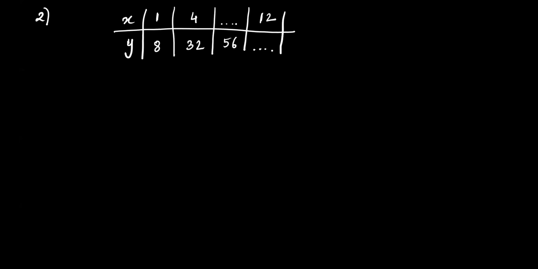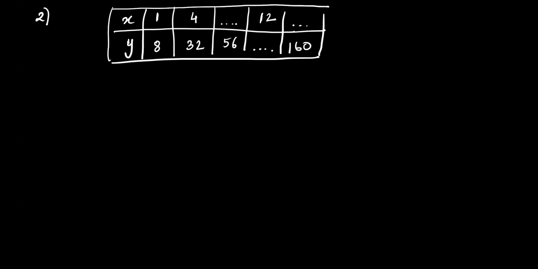And last, they're telling us this is dash and this is 160. So this is the table that they have given. They'll have to give us at least one set of both values. Now understand this: X and Y, we just now discussed, are in direct variation.